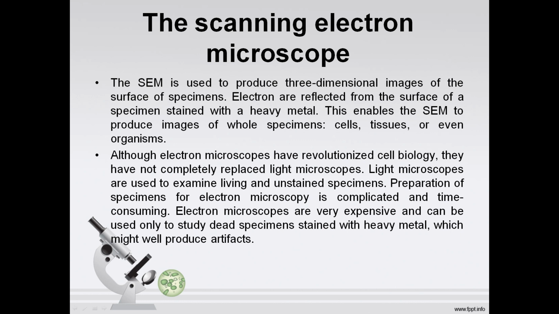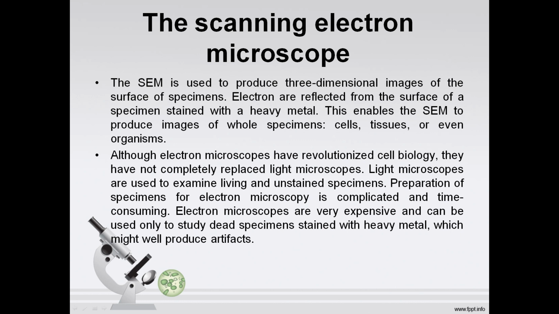The scanning electron microscope. The scanning electron microscope is used to produce three-dimensional images of the surface of specimens. Electrons are reflected from the surface of a specimen stained with a heavy metal. This enables the scanning electron microscope to produce images of whole specimens, cells, tissues, or even organisms.